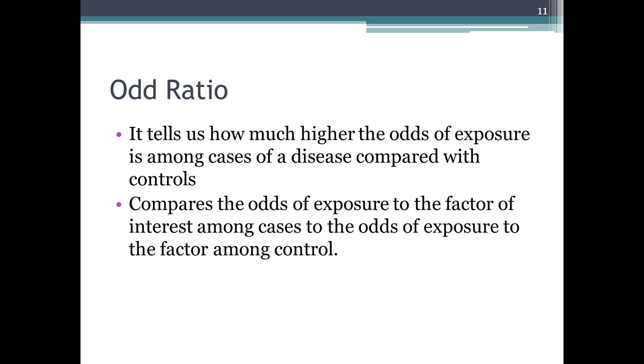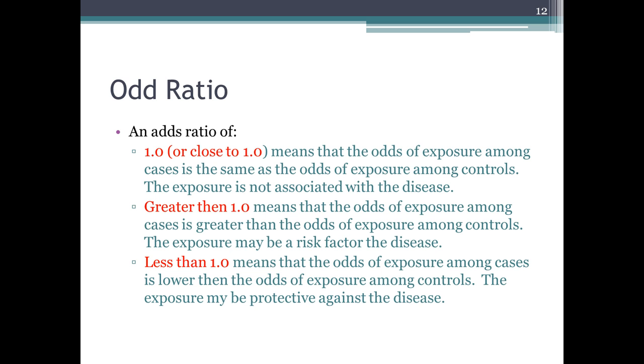So the odds ratio, it tells you, the researcher, how much higher is the odds of exposure among the cases of a disease compared with the controls. And when you compare the odds of exposure to the factor of interest among cases to the odds of exposure to the factor among the control. How do we interpret odds ratio? Well, odds ratio, I'm sorry, there's a typo there. It should be letter O.